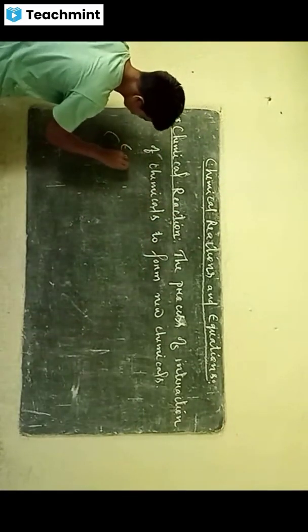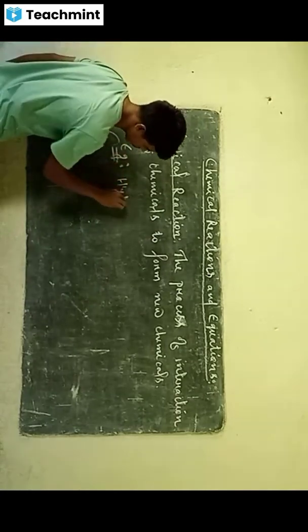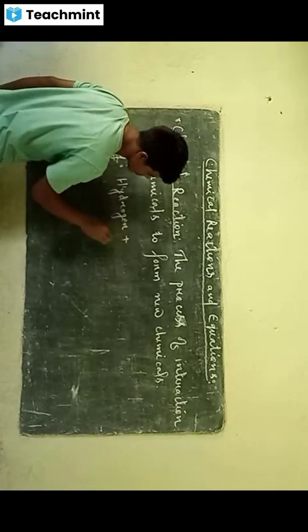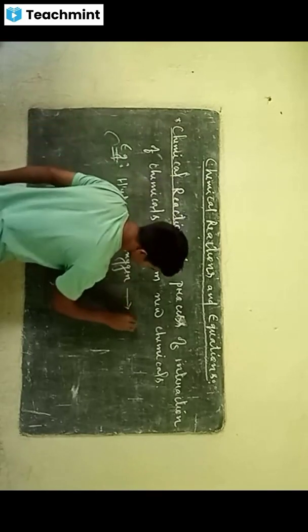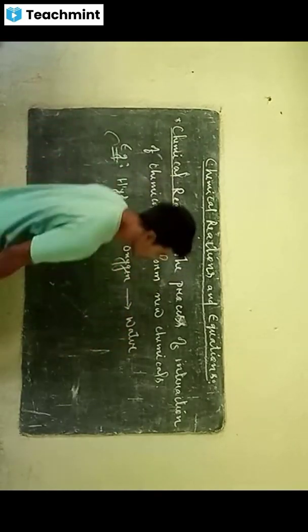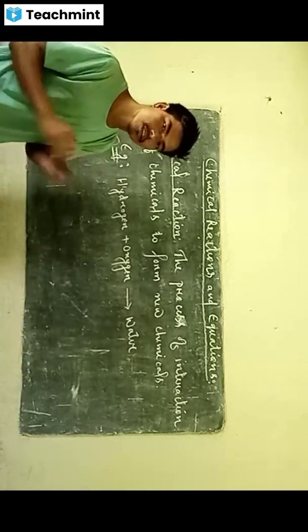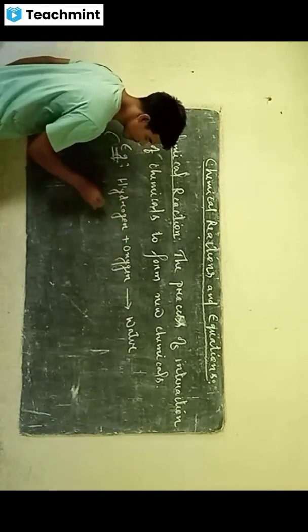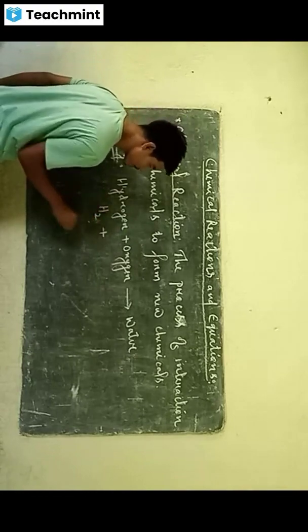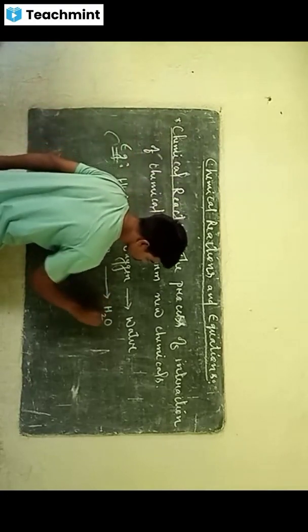For example, hydrogen plus oxygen forms water, right? When the hydrogen and the oxygen interact with each other, they will form water. We can get a chemical equation here. Hydrogen, what's the formula? H2, oxygen, O2, they will form water, which is H2O, right?